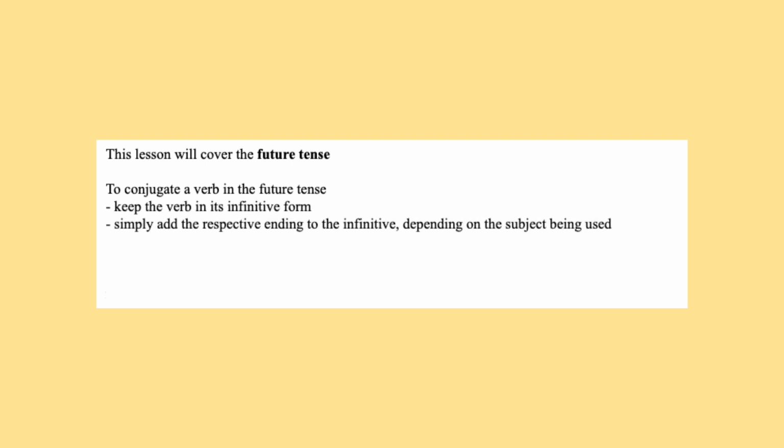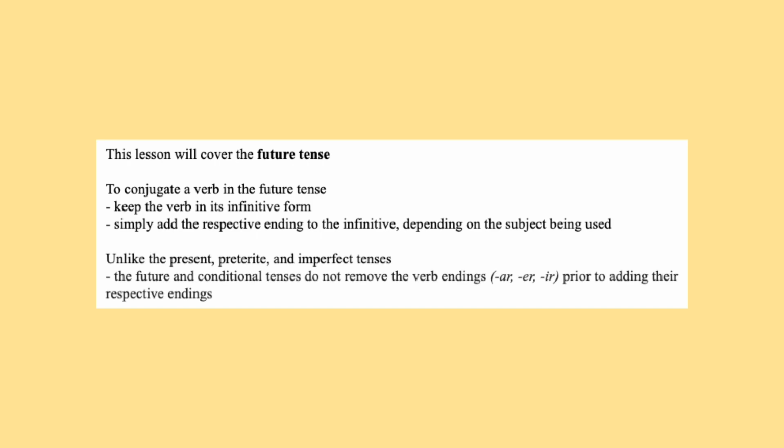So how are verbs conjugated in the future tense? We simply maintain the verb in its infinitive form, and then add the respective future ending to that infinitive, depending on which subject is being used. So this is different than the present, preterite, or imperfect conjugations. Unlike those three, the future as well as the conditional do not remove the infinitive verb endings. They simply maintain the infinitive and then add their own respective endings to that infinitive afterwards.